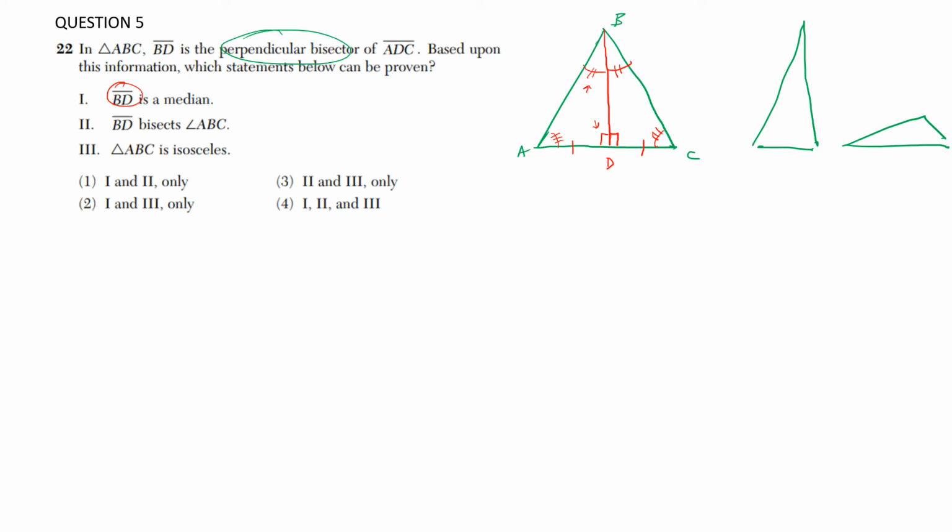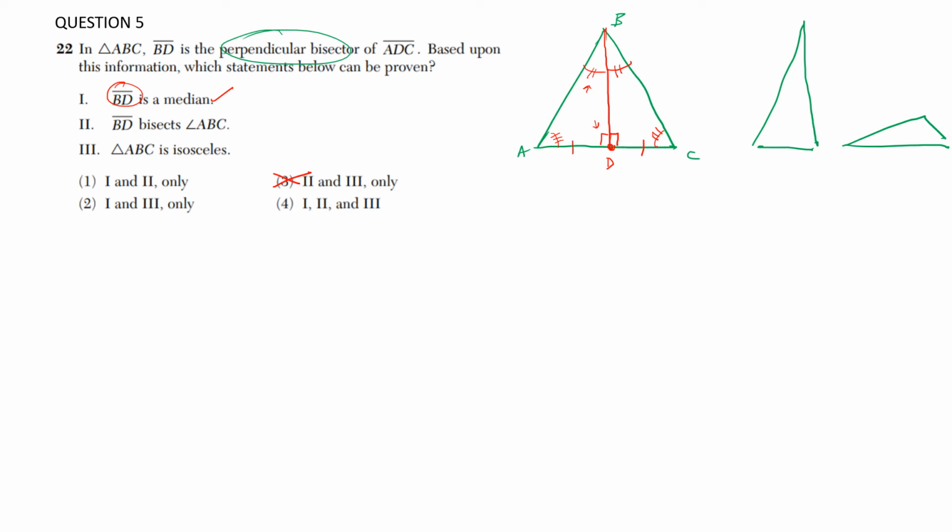BD is a median. Well, by definition, a median is simply a segment that goes to the midpoint of the opposite side, right? And that's exactly what BD does. It hits the midpoint of AC. Okay, so statement 1 is okay. That already eliminates choice 3.